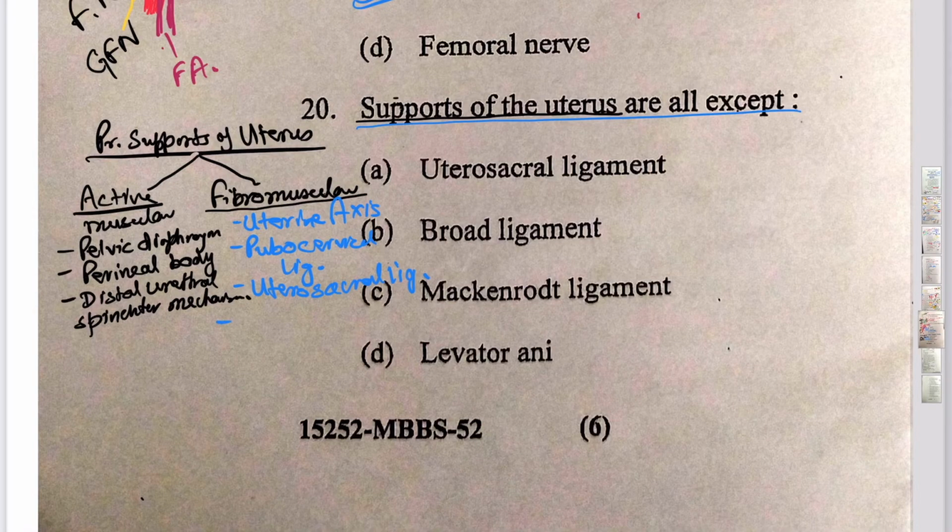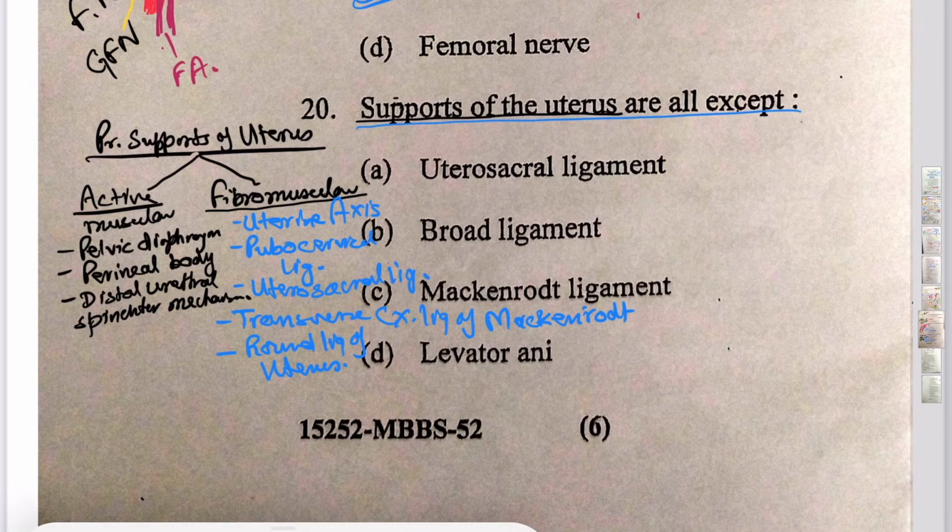Then you have to maintain the cervix in position, like preventing its transverse movement. So there is this transverse cervical ligament of Mackenrodt. Then what makes the uterus anteverted in position? It is the round ligament of the uterus. So these are the primary supports of the uterus, very important supports.